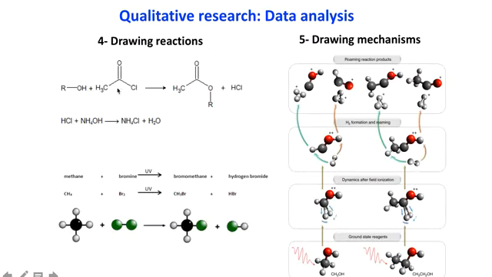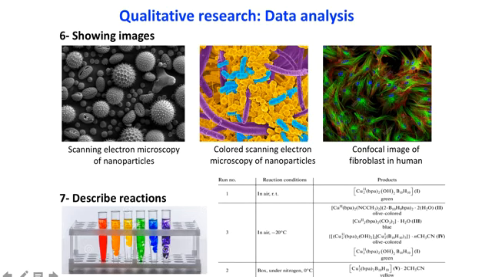Or you can draw your question as a reaction, or draw a mechanism for this reaction, or you can show your result as an image, especially if you have done scanning electron microscopy or transmission electron microscopy. These are different kinds of images. This is the confocal image of fibroblast in humans, so you can show very nice images which are really good for your thesis or for your paper.